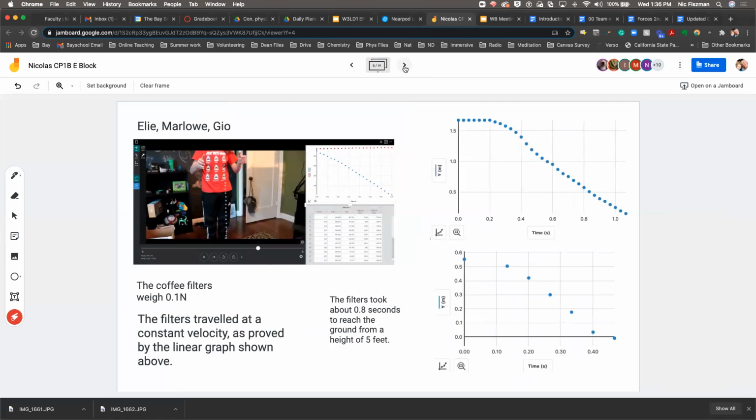Okay, so here my teammates and I all compared our data and we got basically the same thing. So there are 3 statements on the bottom left corner. We found that it took about 0.8 seconds for the 5 filters to reach the ground from a height of 5 feet. And that it also traveled at a constant velocity, which we see in the graphs. Marlo, Gio, anything you want to add?